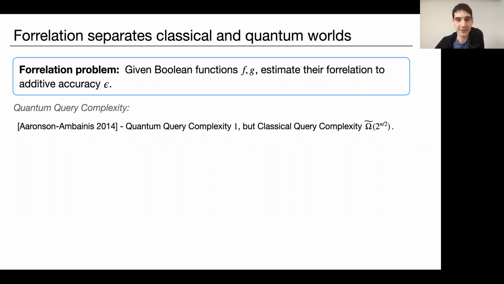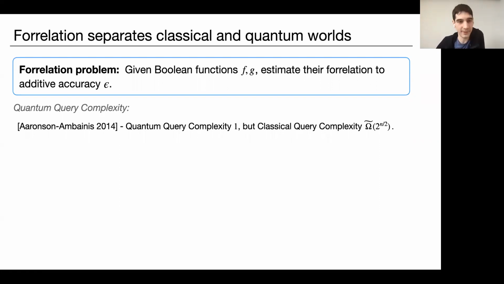But you might look at this separation initially and say, okay, this is a pretty large separation, but perhaps there's an even larger separation, right? Perhaps there's an algorithm that has exactly quantum query complexity 1, but has classical query complexity 2 to the n, the maximum possible separation that you could hope for. But in fact, this is not true. Any quantum query algorithm that only queries the oracle once can be simulated by a classical algorithm that has something like 2 to the n over 2 queries. So correlation is really witnessing the maximum separation you could have.